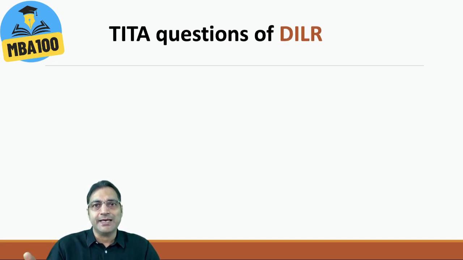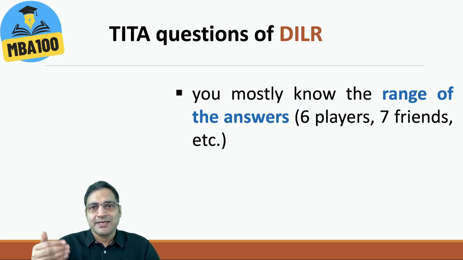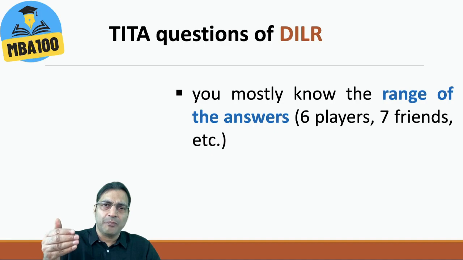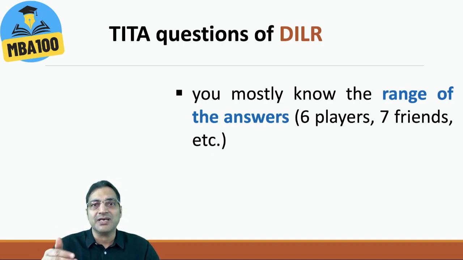TITA questions of DILR, we have already discussed them. And I gave you one example, a particular case in which there were 7 friends. So a particular person cannot have more than 6 friends. So if you are asked about the number of acquaintances or number of friends, at the most it can be 6 and the least number is 0. All right, please keep such things in mind. So in case of any emergency, always use these techniques.